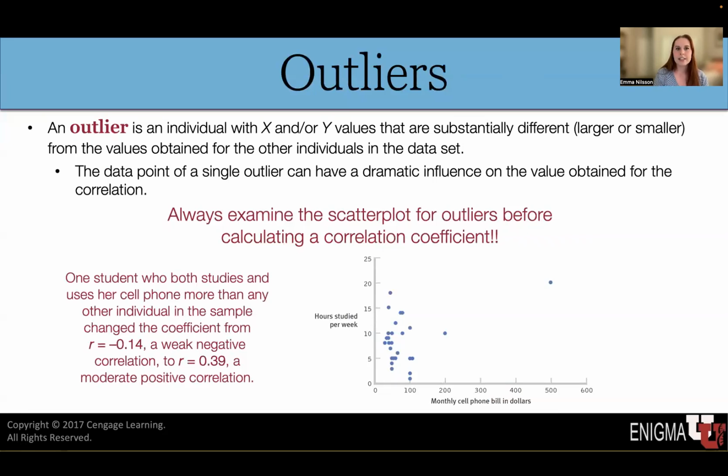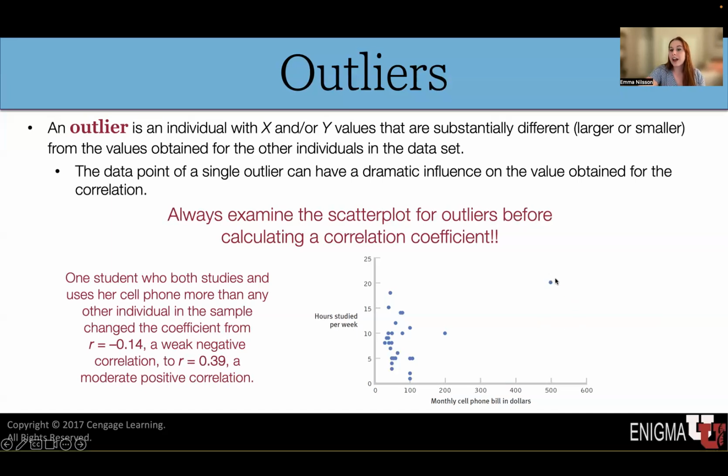An outlier is an individual with either X or Y values or both that are substantially different, either much bigger or much smaller than the values that were obtained for the other individuals in your data set. It generally looks like this. We can see that this point has a much higher X and a much higher Y value than the rest of these data points. And so that's another reason why it's so important to examine our scatter plots before we calculate a correlation coefficient.